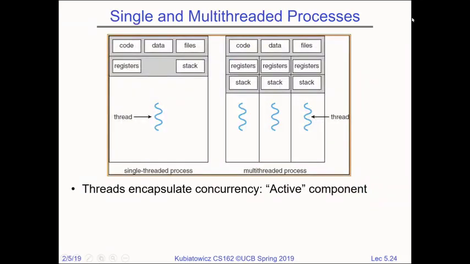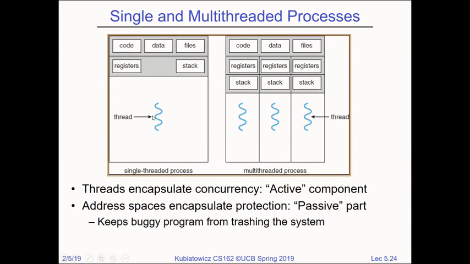So here was this picture that I showed you a while back. Here's a single-threaded process. Here's a multi-threaded process. Threads are the concurrent active part. The address spaces are the protection, keeping buggy programs from trashing the system. I realize this sounds repetitive, but I want to make sure we're all on the same page. Were there any questions here? Do you see how every thread has its own stack, its own registers? Potentially there's one large part of code shared by all the threads, but the threads are often in different parts of the code. So you start a thread per different routine, whatever.